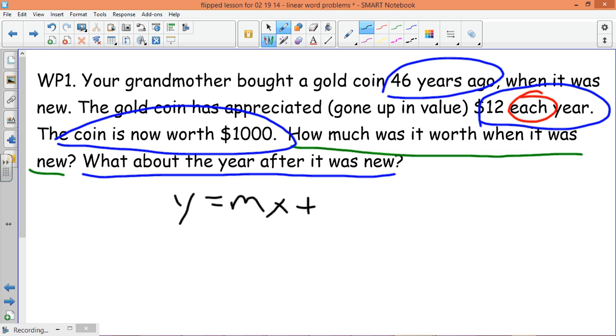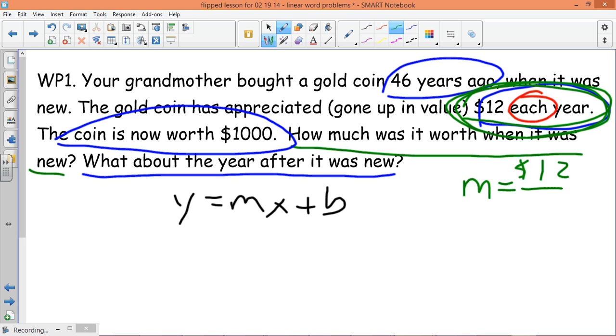All of the ones we do today are going to be in this form, not because there aren't others that would work, but because this is the easiest one to use and usually the most useful. Now my first thing is, what can I replace? Often, if we are given the rate of change, that's the thing that happens each something, that's my slope. My slope is $12 per 1 year.